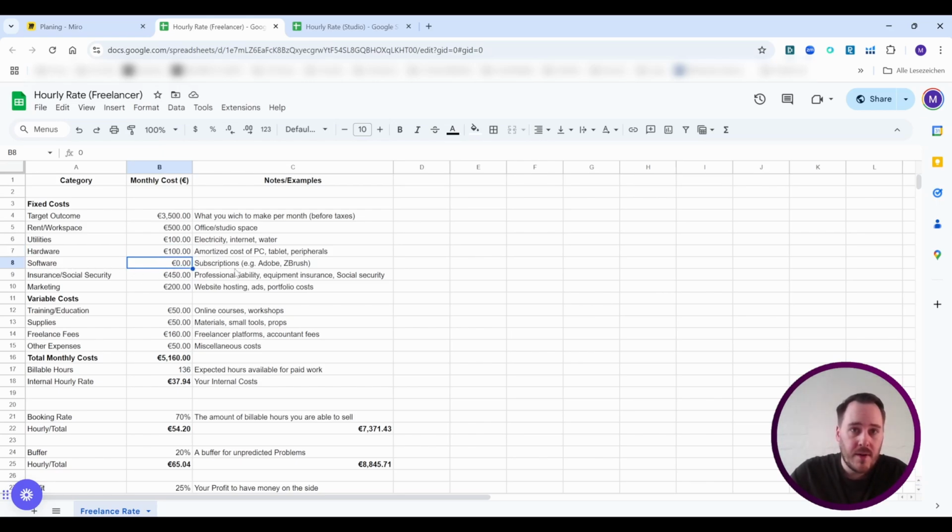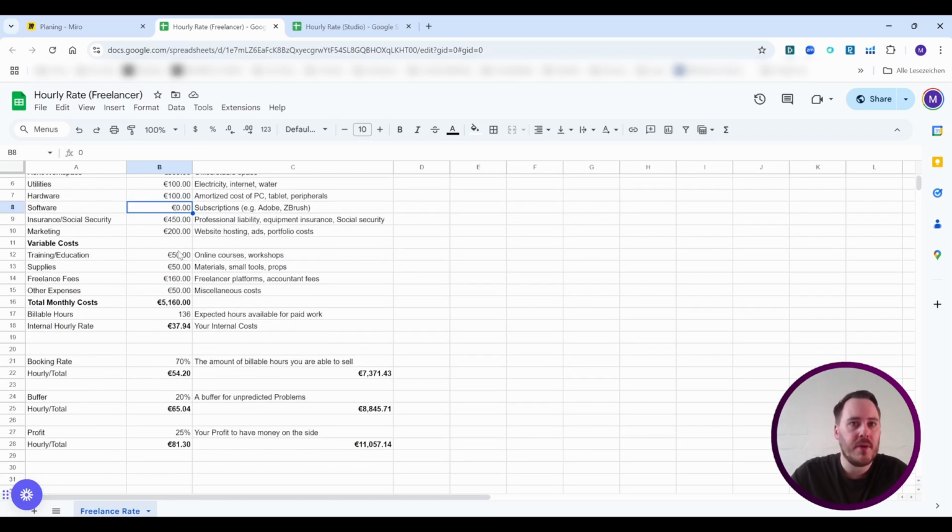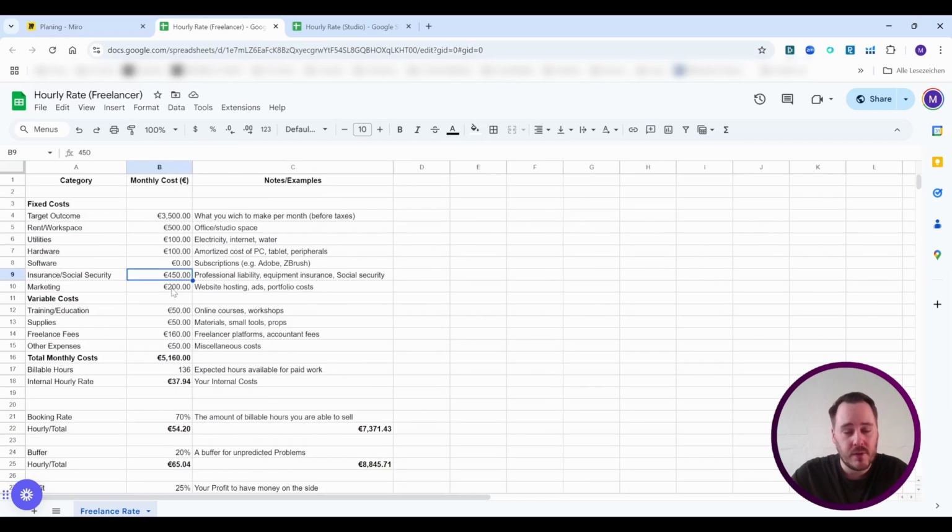Maybe you have some software subscriptions if you're using anything else than Blender, so you need to put them in here. Then your insurance, social security. In Germany, as a freelancer, you will most likely pay something like 450 euros per month, even in the months where you do not work. So it's important to take this into your costs. Marketing, so website hosting, maybe you do some ads. I don't know. So play with this number. So those are your fixed costs.